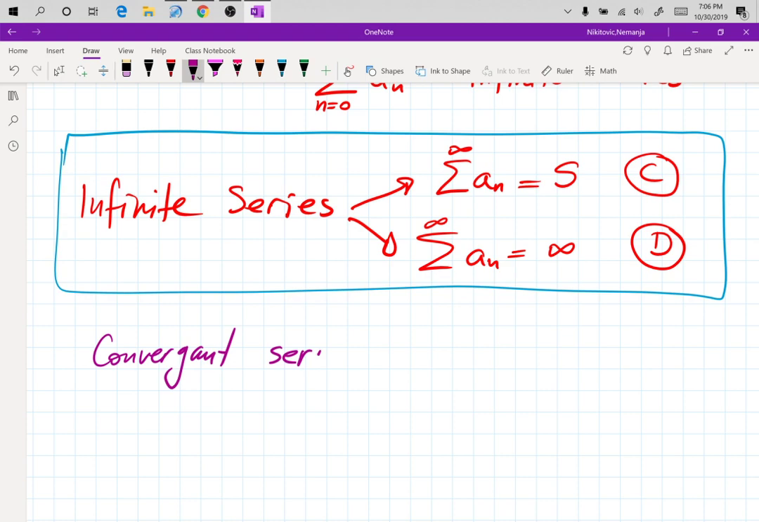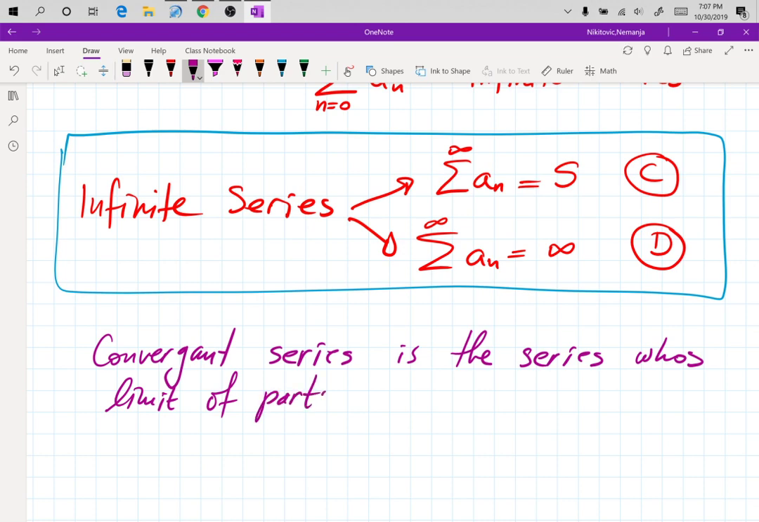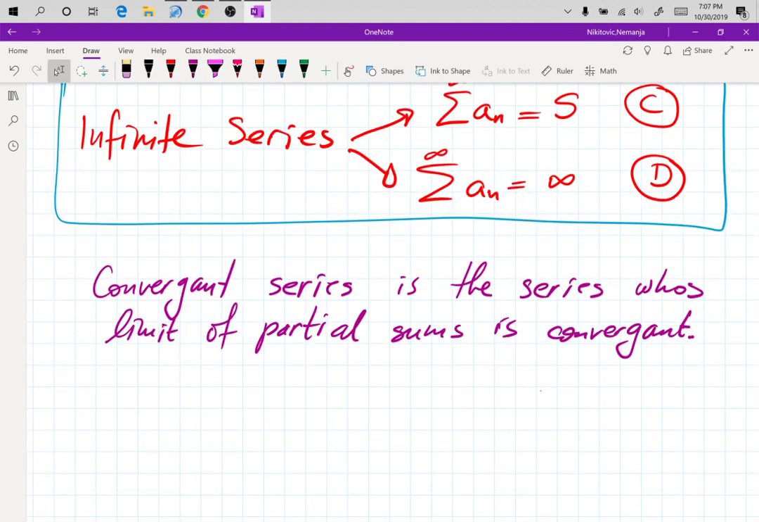Convergent series is the series whose limit of partial sums is convergent. Now, this might not mean a lot to you, but let's take a look at a series of, let's say, 3n minus 1, starting at 1, going to infinity.